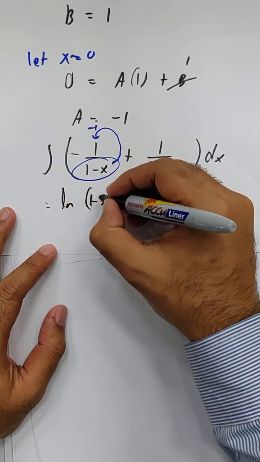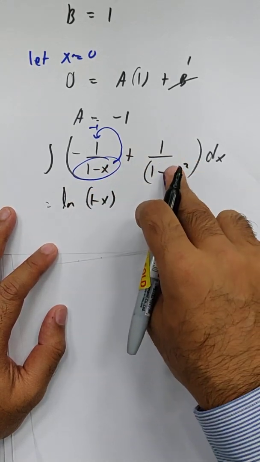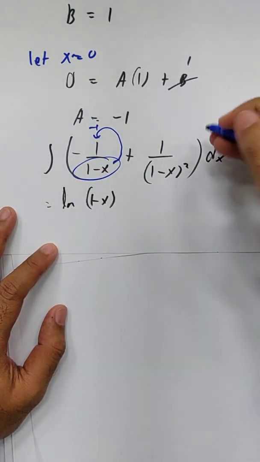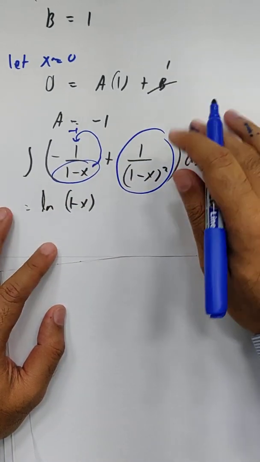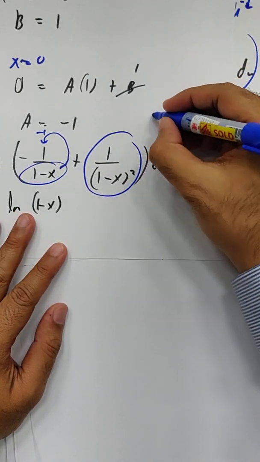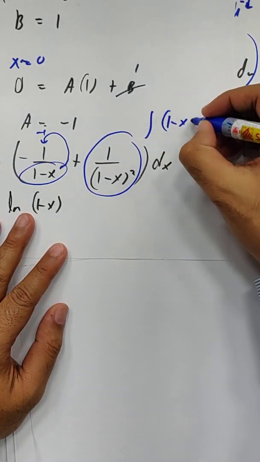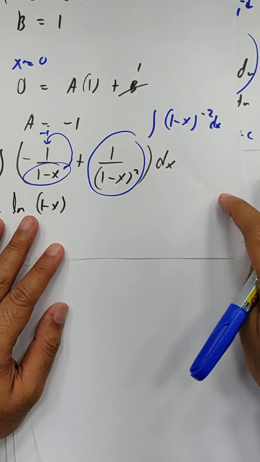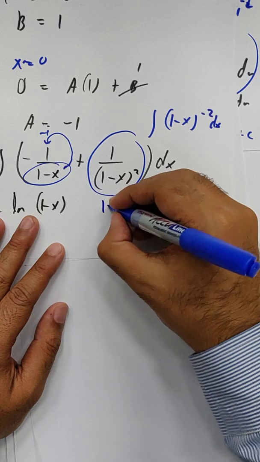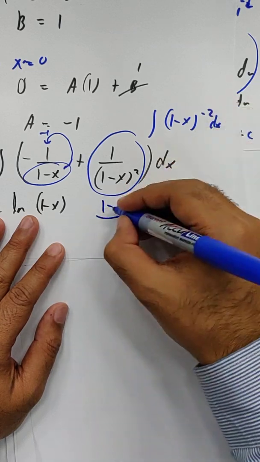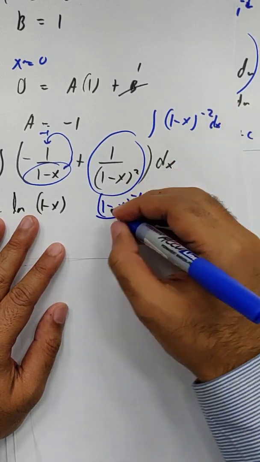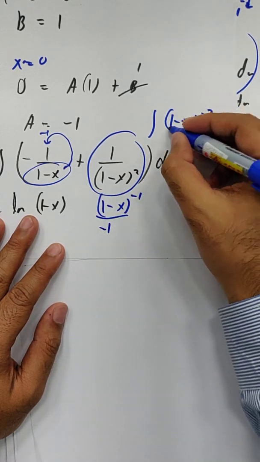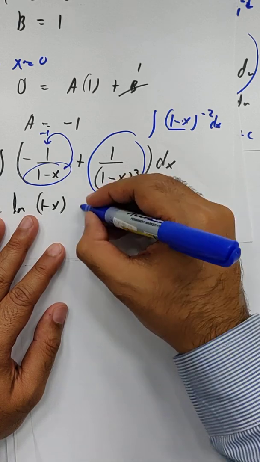Ln 1 minus x. This one here, there's no x at top. So how should I solve? I bring it up because there's no x at top. Let's do it by the side. Integrate this one: 1 minus x to the power of -1, and differentiate inside, also -1.